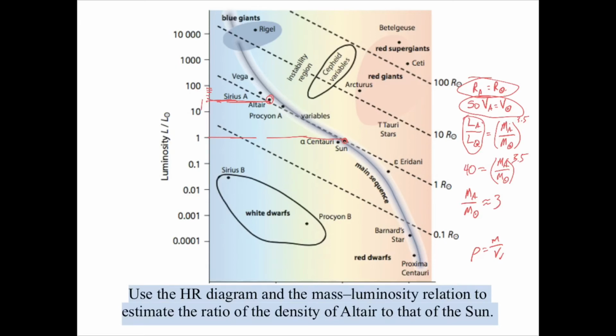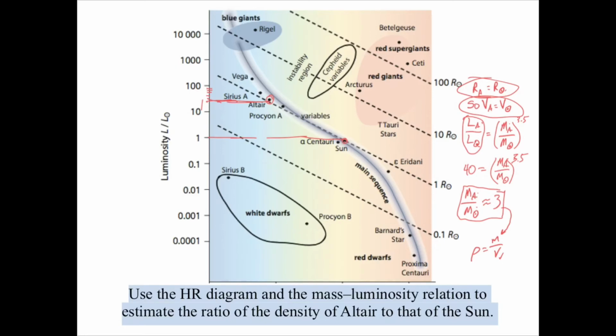Take the 3.5 root, which gives me that the mass of Altair is 3 times greater than the mass of the sun. Now, if the mass is 3 times greater and the volume is the same, that must mean that the density of Altair is about 3 times greater than the density of the sun. All right?